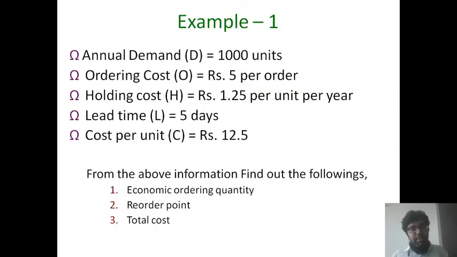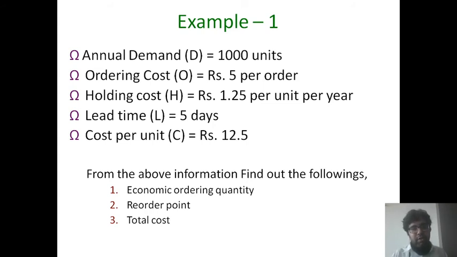This is our first numerical. It is very easy. We have an annual demand of 1000 units. We have an ordering cost of 5 rupees per order. We have a holding cost of 1.25 per year per unit, a lead time of 5 days, and a cost per unit of 12.5 rupees. We need to find the economic ordering quantity, reorder point, and total cost. We will move step by step.